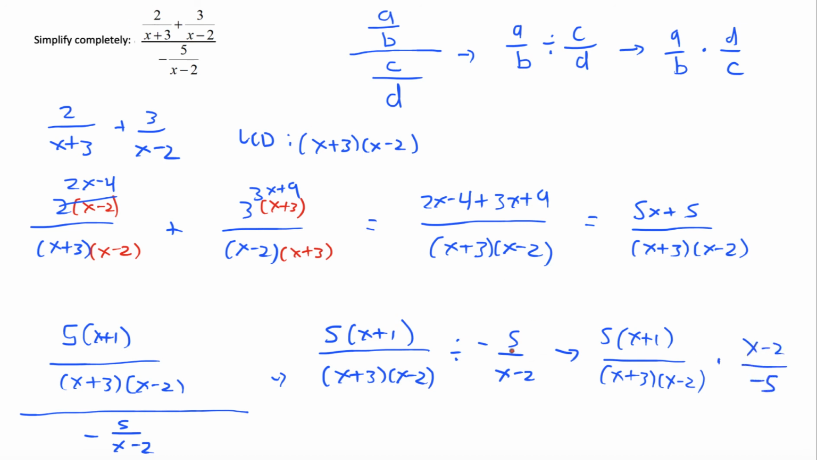What's going to cancel out here? Well, the x minus 2 cancels out. The 5 cancels out as well. So what's remaining? Make sure you keep track of what's remaining very carefully. We have the x plus 1, we have the x plus 3 in the denominator, and that negative. Best thing to do with the negative is just stick it in front of the fraction. So this is going to be our final answer. It's the negative of x plus 1 over x plus 3.